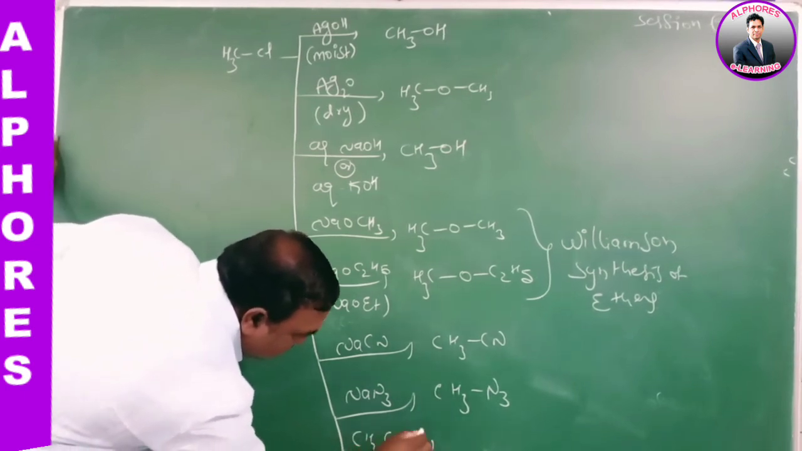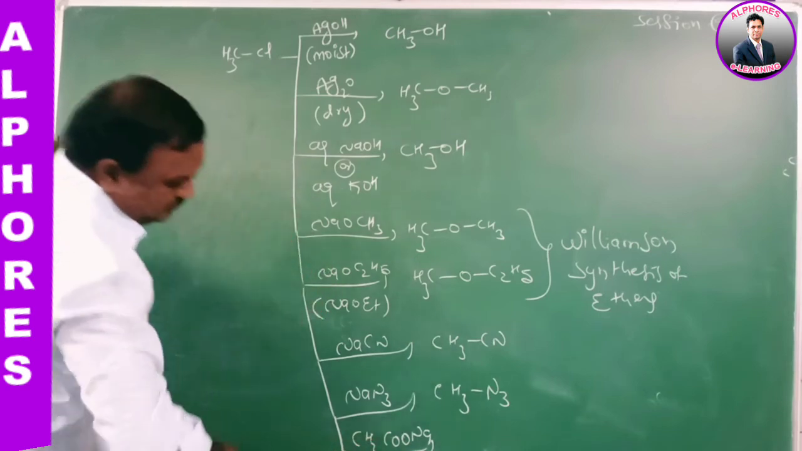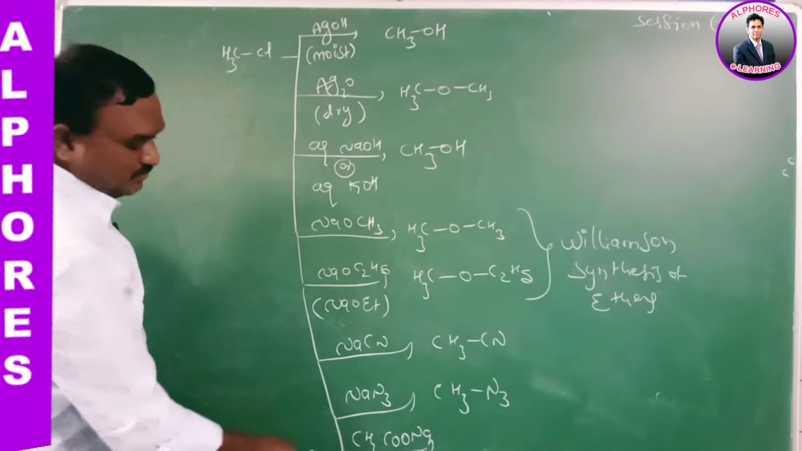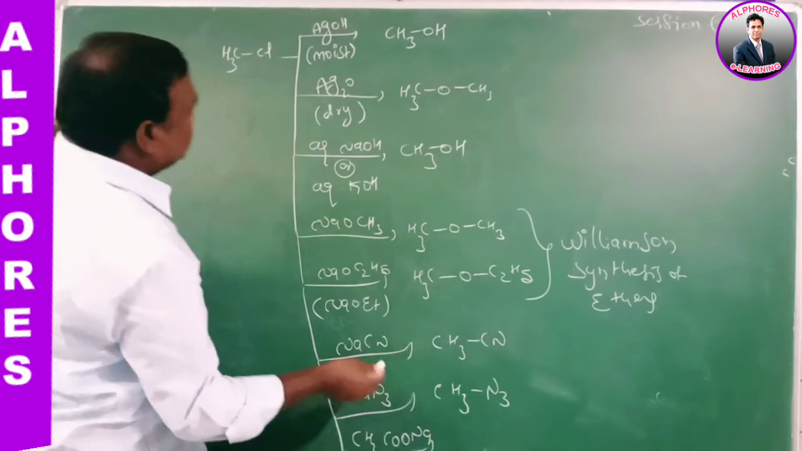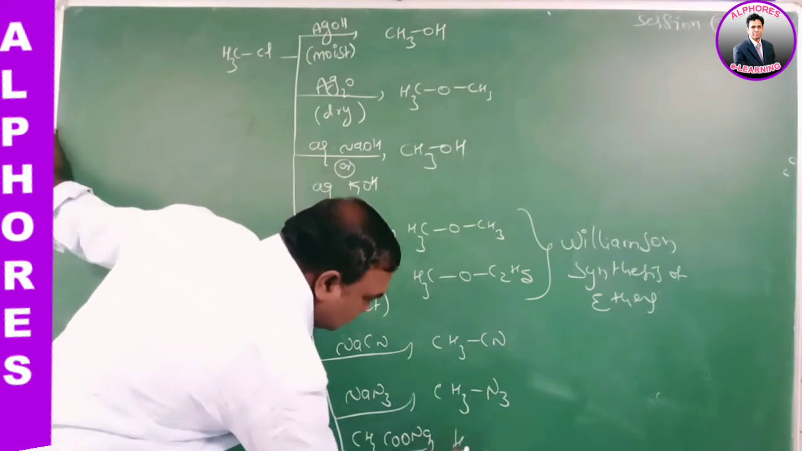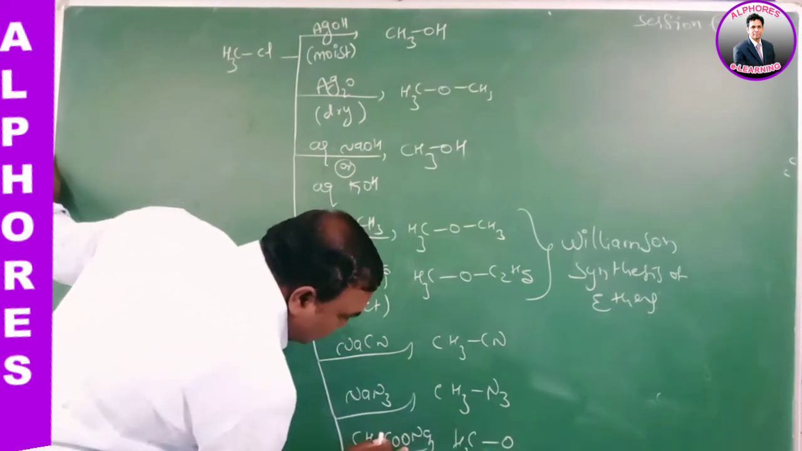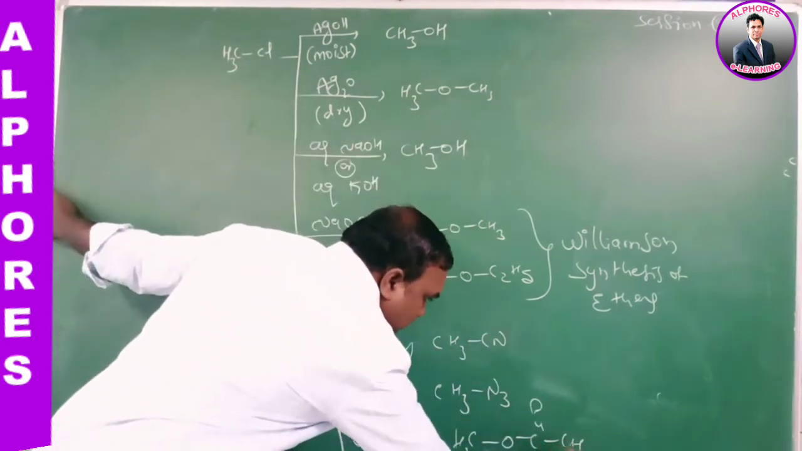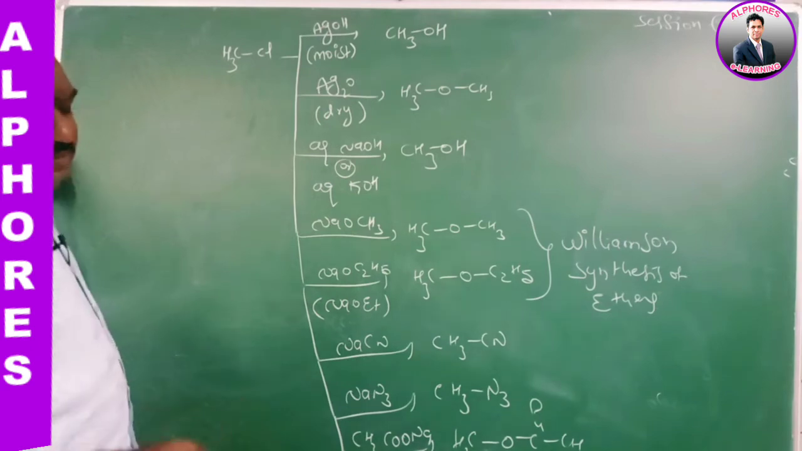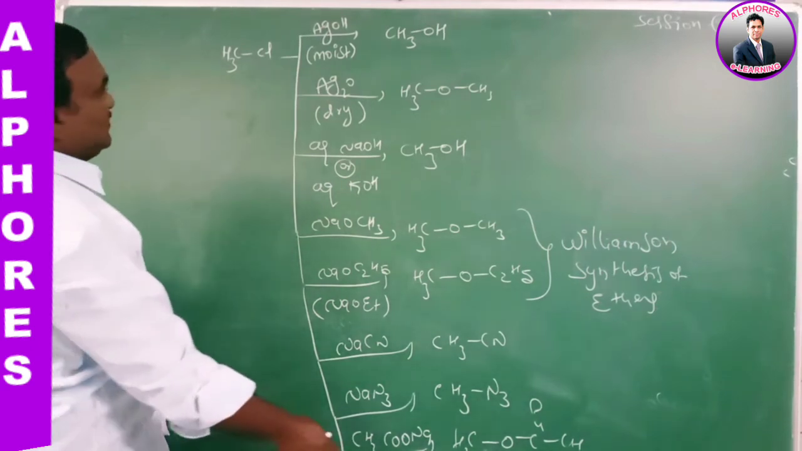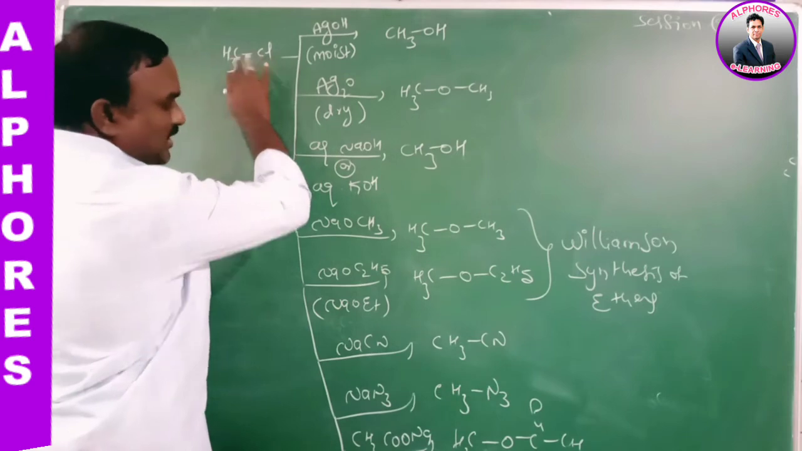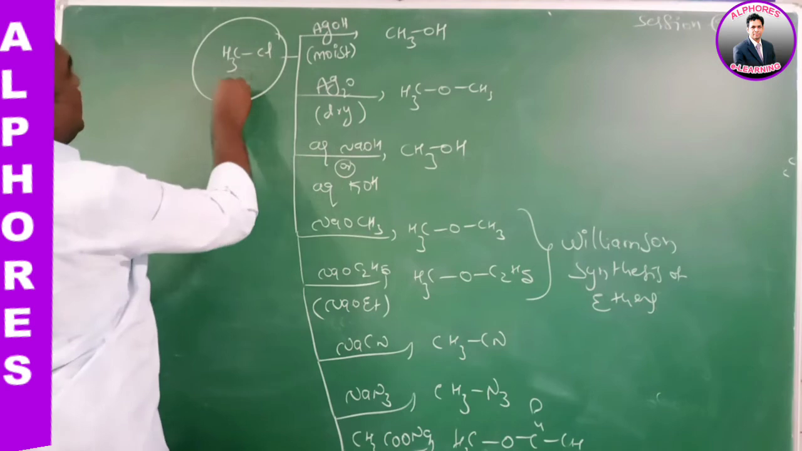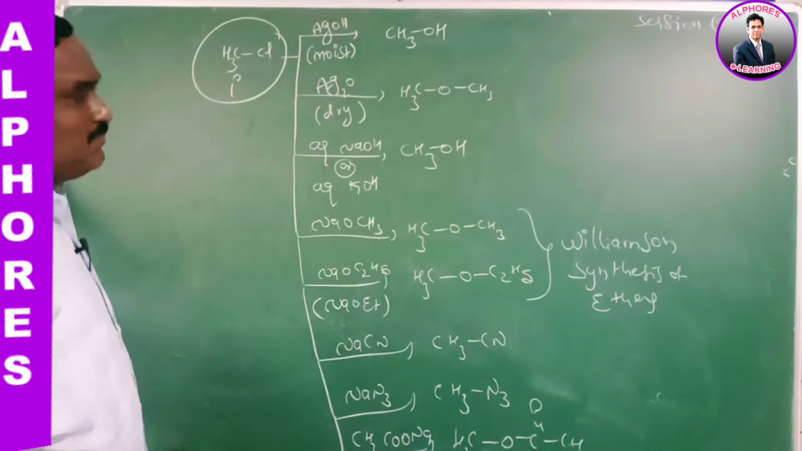For example, here CH3COONa, sodium acetate, is given. The nucleophile is CH3COO-, and Cl- is the leaving group. Again a new bond is formed between the oxygen and the carbon, giving the ester CH3COOCH3. This is the formation of esters: acid salts react with alkyl halides to form esters. The given reactant is primary.